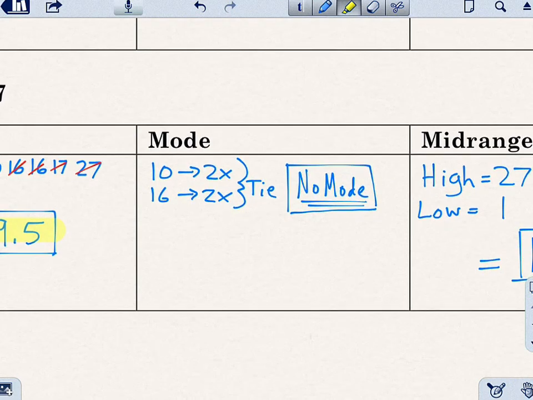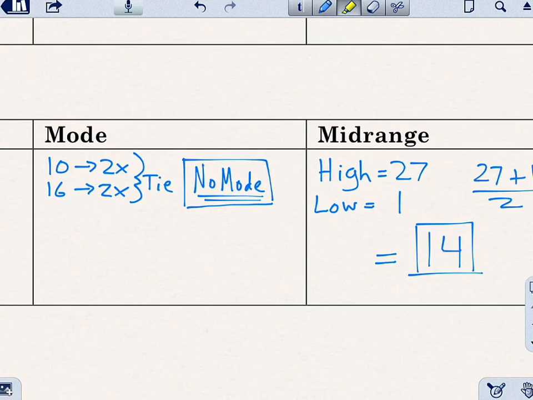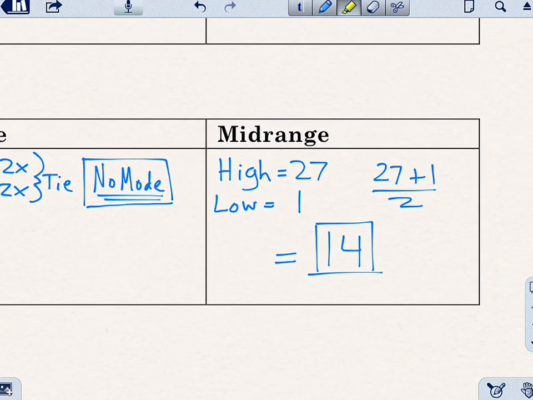For the mode, again, 10 had 2 and 16 had 2, so there was a tie, so there was no mode. And for the mid-range, the high was 27 and the low was 1, so 27 plus 1 over 2, and you should have gotten 14 right there.